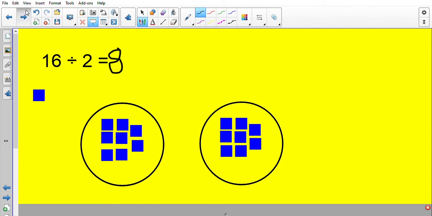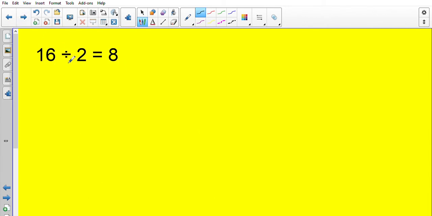Let's check it using the inverse. So, can you remember what we need to do? We need to do the opposite. So times is the opposite of divide. So we start with 8 because we're going to do the number sentence back to front. 8 times 2. Let's count 8 twos. 2, 4, 6, 8, 10, 12, 14, 16. 8 times 2 equals 16.